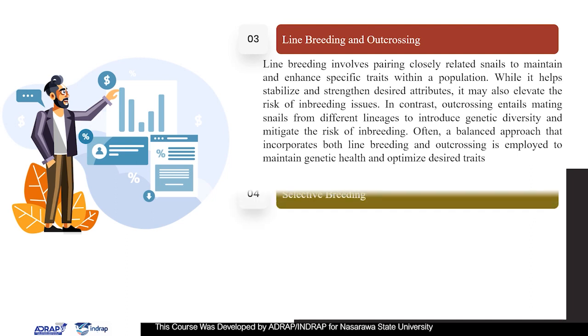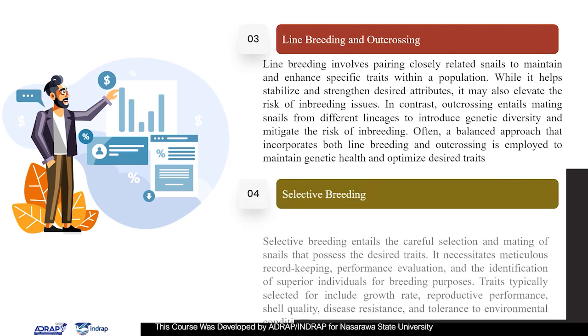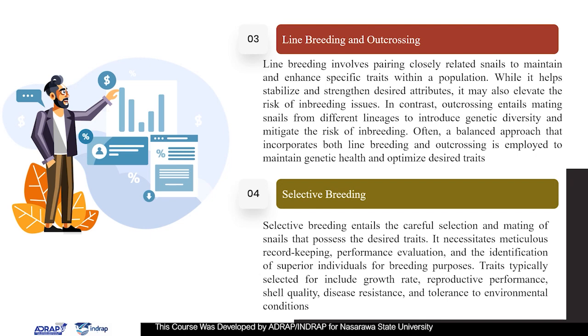Selective breeding. Selective breeding entails the careful selection and mating of snails that possess the desired traits. It necessitates meticulous record keeping, performance evaluation, and the identification of superior individuals for breeding purposes. Traits typically selected for include growth rate, reproductive performance, shell quality, disease resistance, and tolerance to environmental conditions.